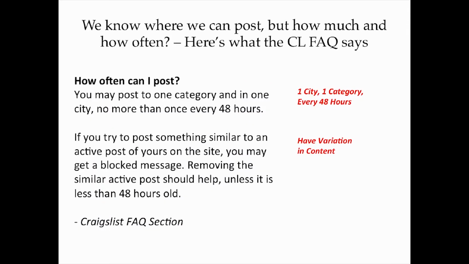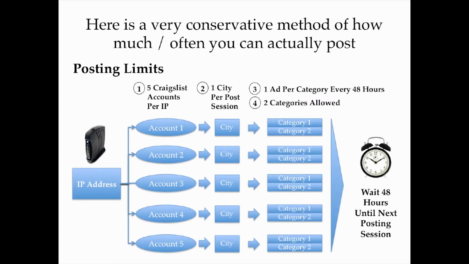Next, we want to understand how much and how often we can post. In the Craigslist help section, it says officially you're allowed to post in one city, one category, every 48 hours. It also mentions right after that you can't post anything similar, so you want to vary your content. If we follow Craigslist guidelines and take a conservative approach, this is how much you can post and how often.